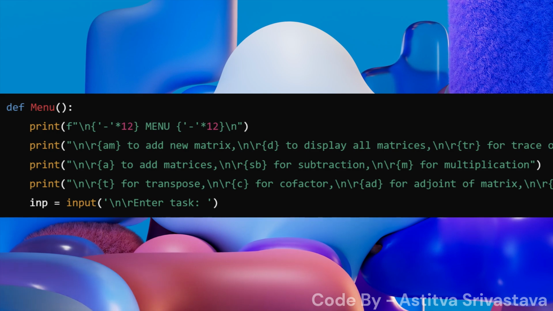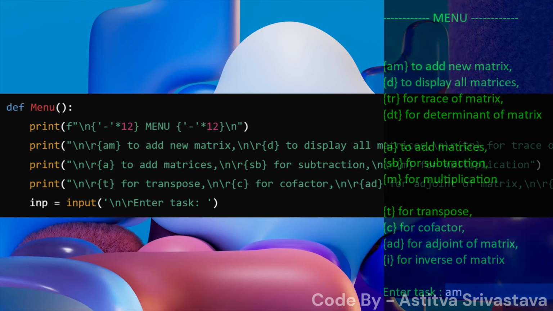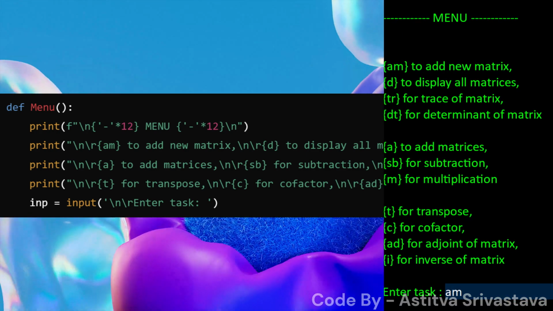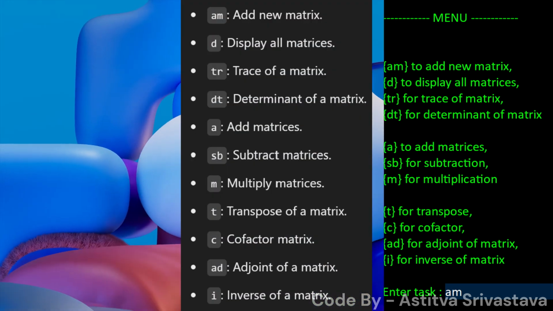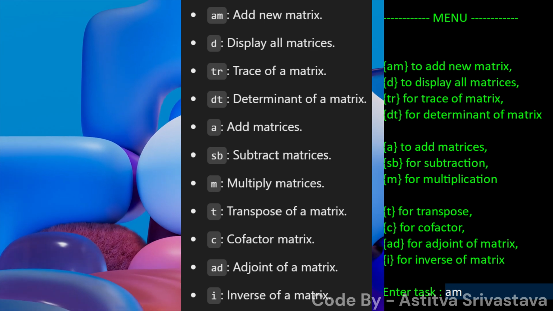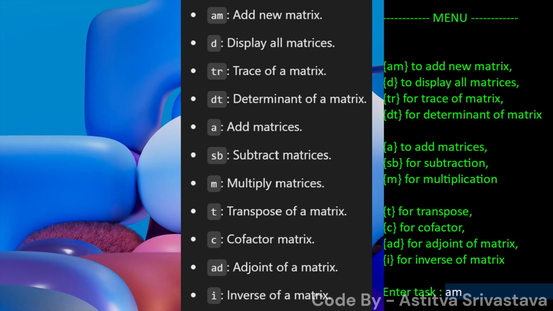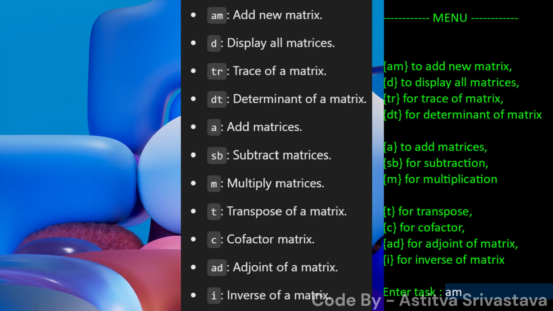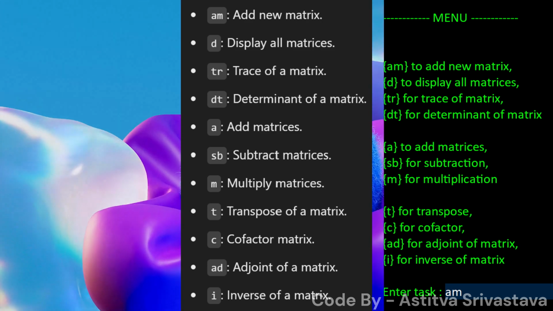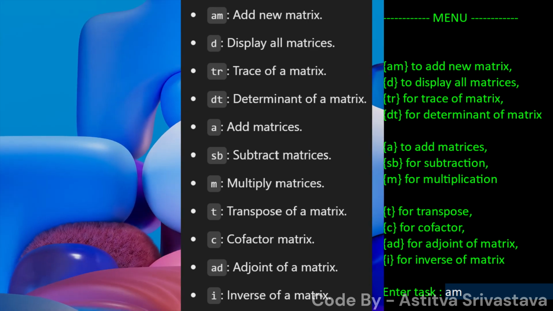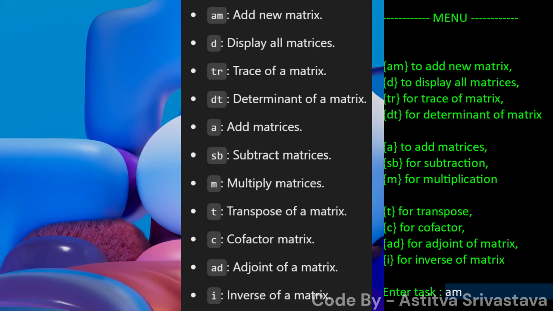Now for menu for matrix operations. This function displays the main menu for matrix operations and prompts the user to choose a task. The menu function first prints a neatly formatted menu with options for various matrix operations. AM. Add new matrix. D. Display all matrices. TR. Trace of a matrix.